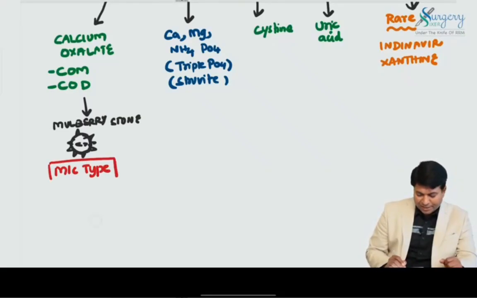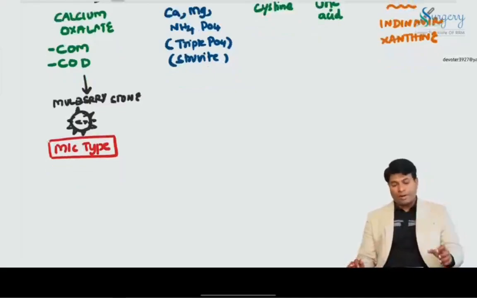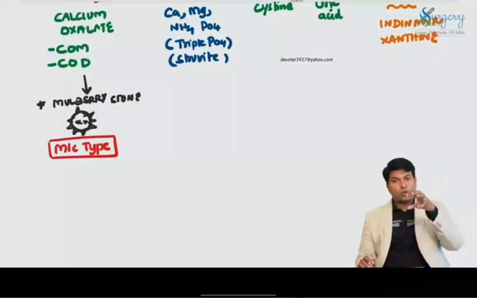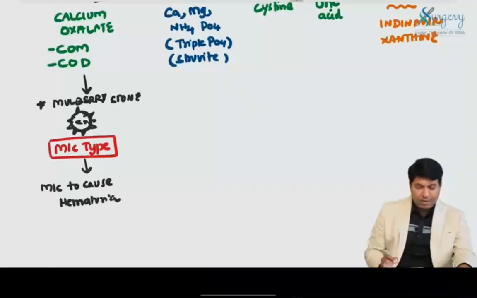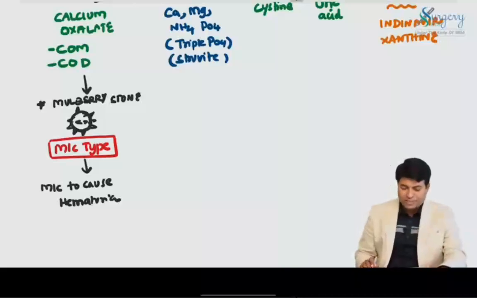Please don't forget, every word I'm telling is MCQ. Calcium oxalate stone is the most common type of stone overall. It has multiple prickles on the surface, so it is also known as mulberry stone. And this is the stone that most commonly causes hematuria, because of the mulberry surface. So basic points first I will tell you, afterwards I will discuss in-depth points.